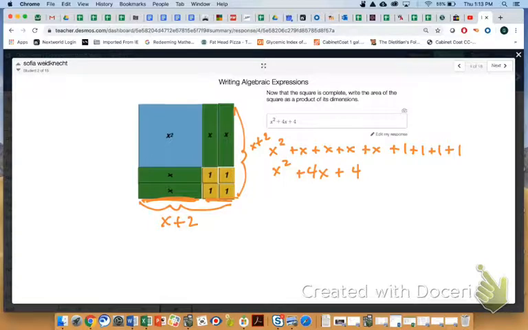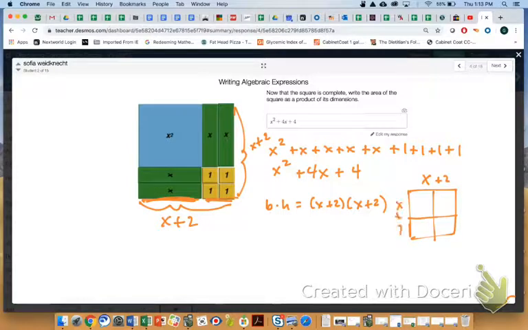So, base times height, check this out. Base times height would be x plus 2 times x plus 2, which is x plus 2 squared. And I could use my boxes to do this. X plus 2, x plus 2. What's x times x? X times 2? 2x. 2 times x. 2x. 2 times 2. 4. Do you see it? X squared plus, aren't these like terms? So it works either way.